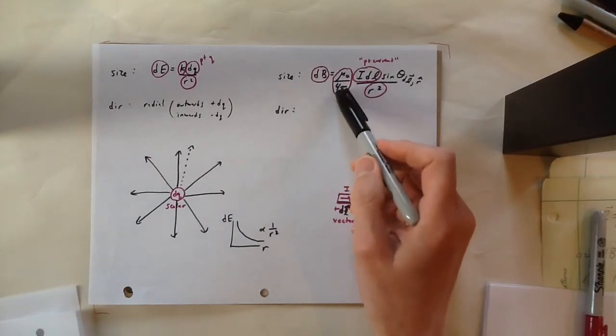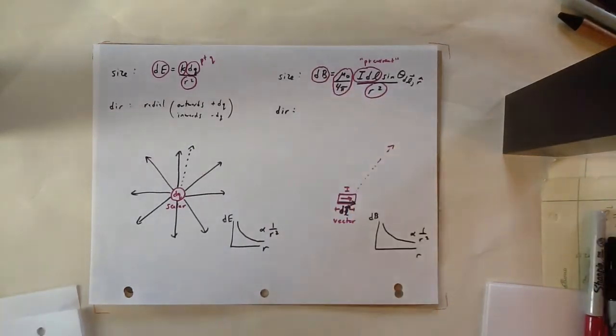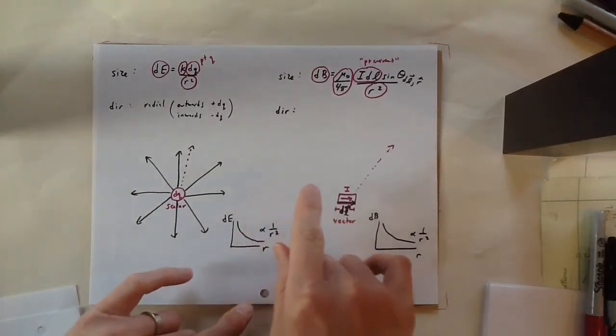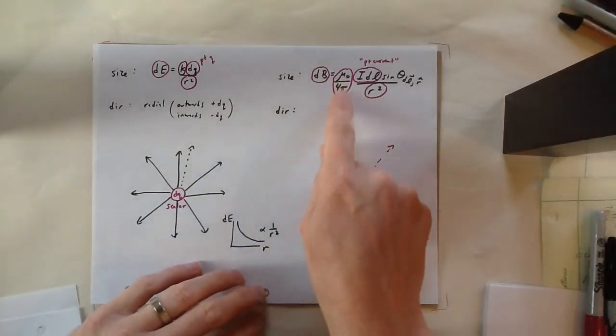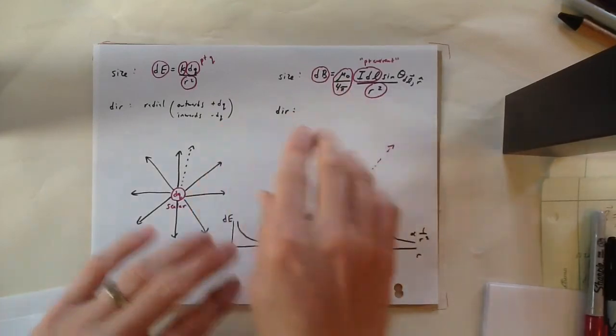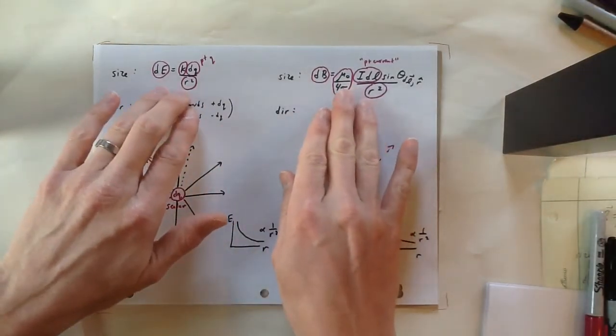Why don't we just absorb the 4 pi into that constant? I don't want to get into that. There's good reason for that, but essentially think of this as just a constant in the front. So if you look, the two laws are very, very similar in all their elements.